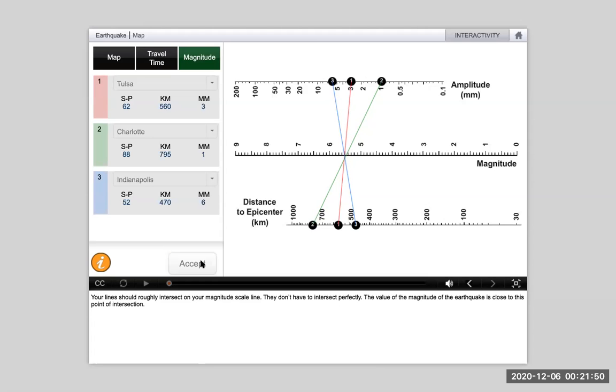Your lines should roughly intersect on the magnitude scale line. You don't have to intersect these perfectly, but the value of the magnitude of the earthquake you determine will be close to this point of intersection. You are going to go through the same steps, but choose 3 different seismograph localities.